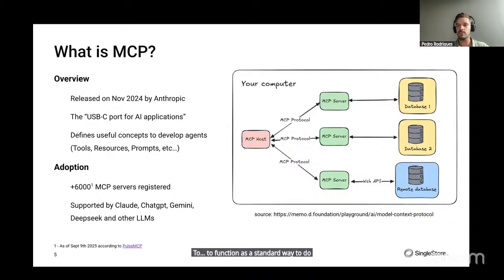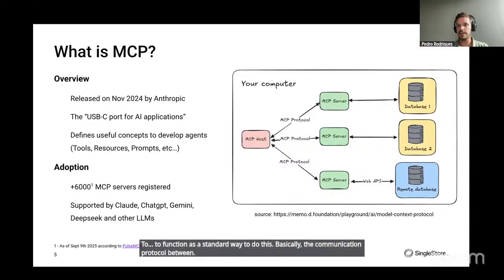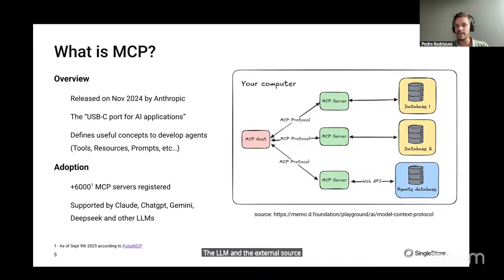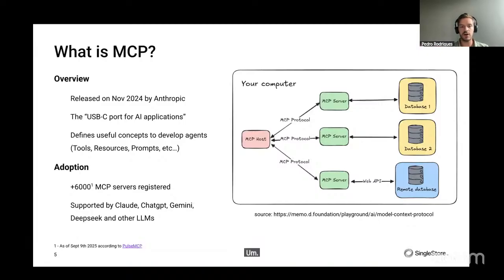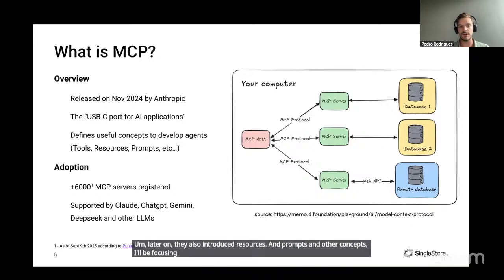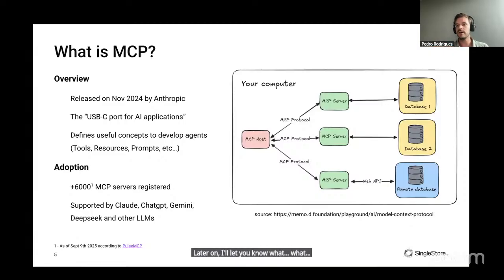It's basically the communication protocol between the LLM and the external source. They brand themselves as the USB-C port for AI applications. So one solution for every LLM and every external service to communicate with. Later on, they also introduced resources and prompts and other concepts. I'll be focusing more on tools, resources, and prompts, and later on I'll let you know what each one of them is and the main differences between them.